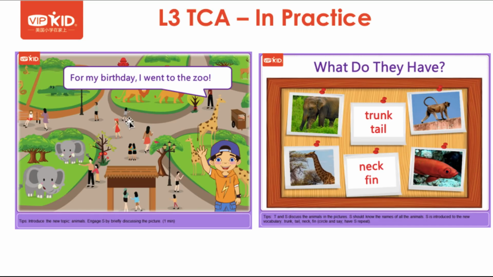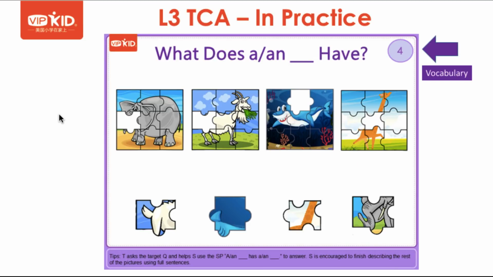Then we're going to go to the zoo. You can talk about different animals. Specifically, we're going to talk about how elephants have the trunk, giraffes have the long neck, fish have the fins, and a monkey has a tail. Now we're going to do the vocabulary. How are they doing it? But we're going to do it as a game.